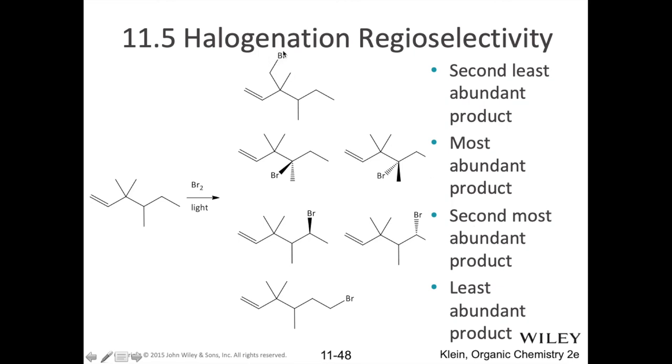Now, why is this location a little bit more abundant than this location? Here it's just a probability thing. There's only 3 hydrogens here to abstract, whereas here these 3 hydrogens and these 3 hydrogens are equivalent. So there's double the number of sites to form this product. So that's why it's a little bit more abundant than this product here.